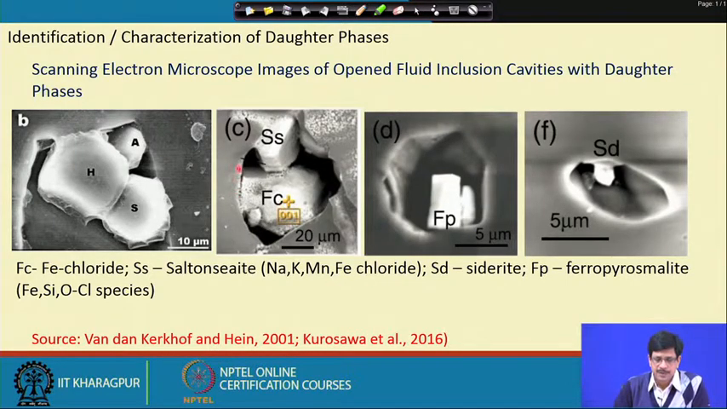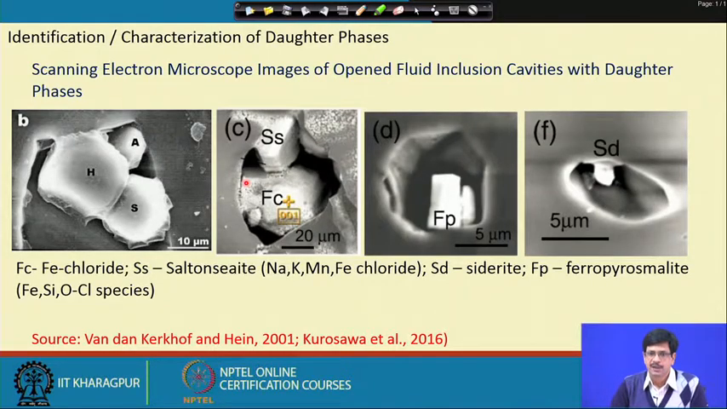Sometimes there are also reports that such samples could be amenable to X-ray diffractometry, in which the daughter crystals present in the inclusions can also be identified from their peaks on the X-ray diffractogram. So, this is just a little bit of an idea as to what we can do with these inclusions.